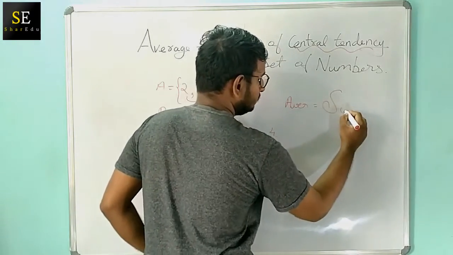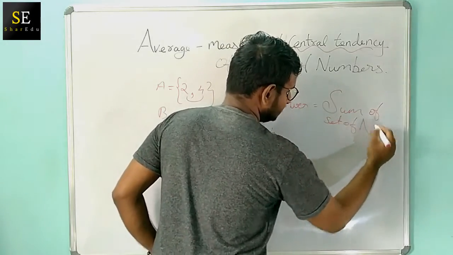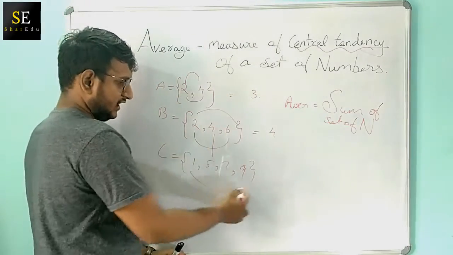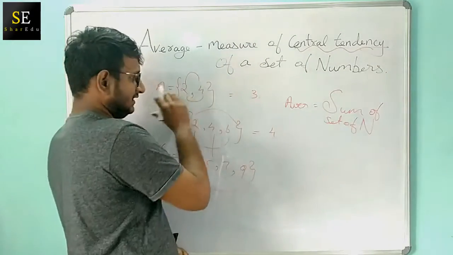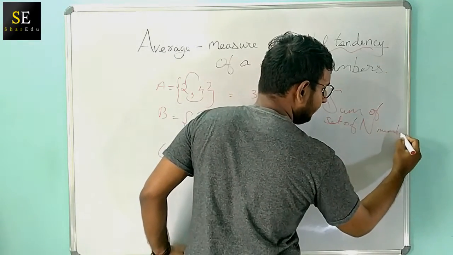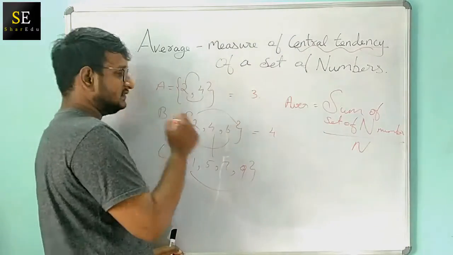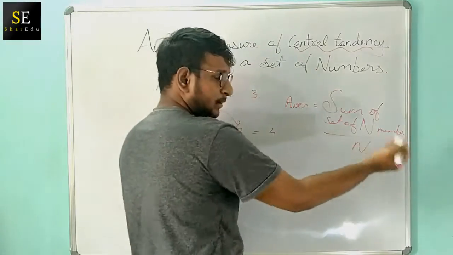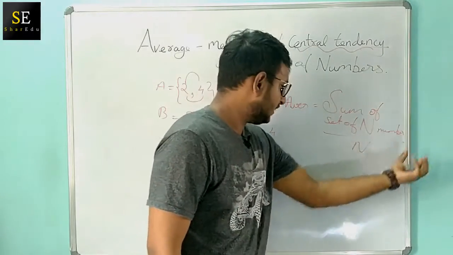The formula is: average is equal to the sum of a set of n numbers divided by n. Here n is 2, as there are only two numbers. Here there are three numbers, here there are four numbers. So n represents the number of numbers, the number of elements, inside a set. So the average formula is the sum of a set of n numbers divided by n.